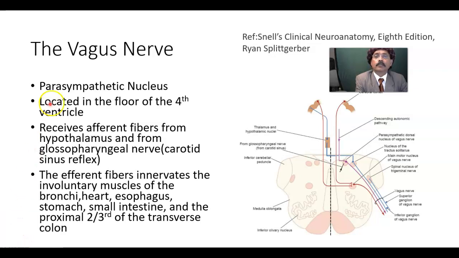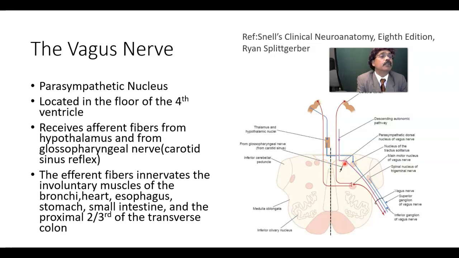Okay, so if we go to the parasympathetic nucleus, this is the parasympathetic nucleus, this is the motor nucleus, and this is the nucleus tractus solitarius for the taste sensation. The parasympathetic nucleus is located in the floor of the fourth ventricle. This gap is the fourth ventricle, and this is the location of the parasympathetic nucleus.